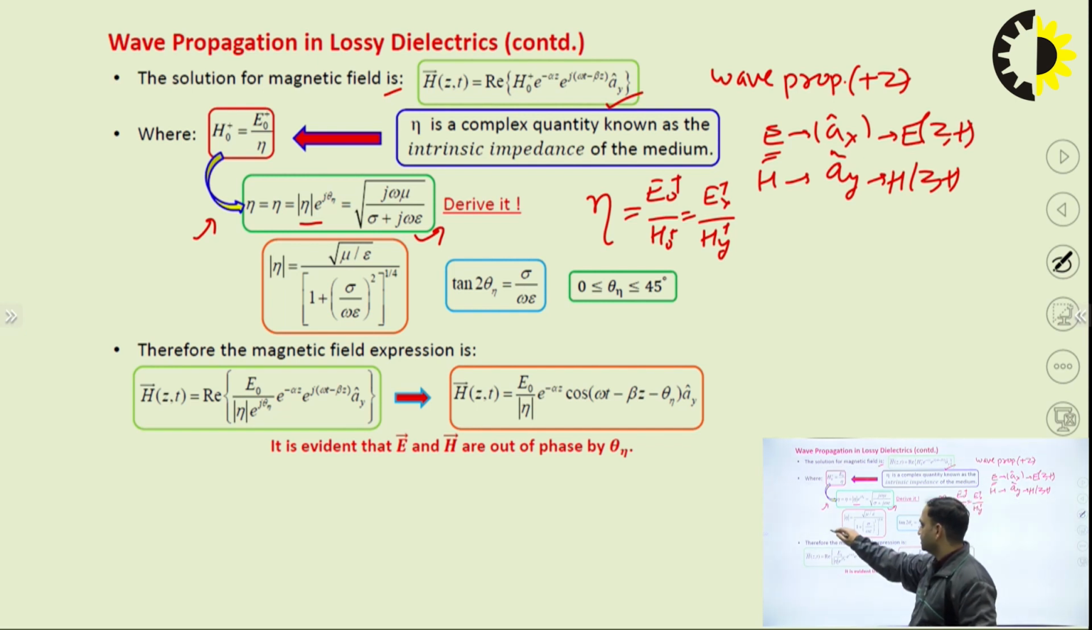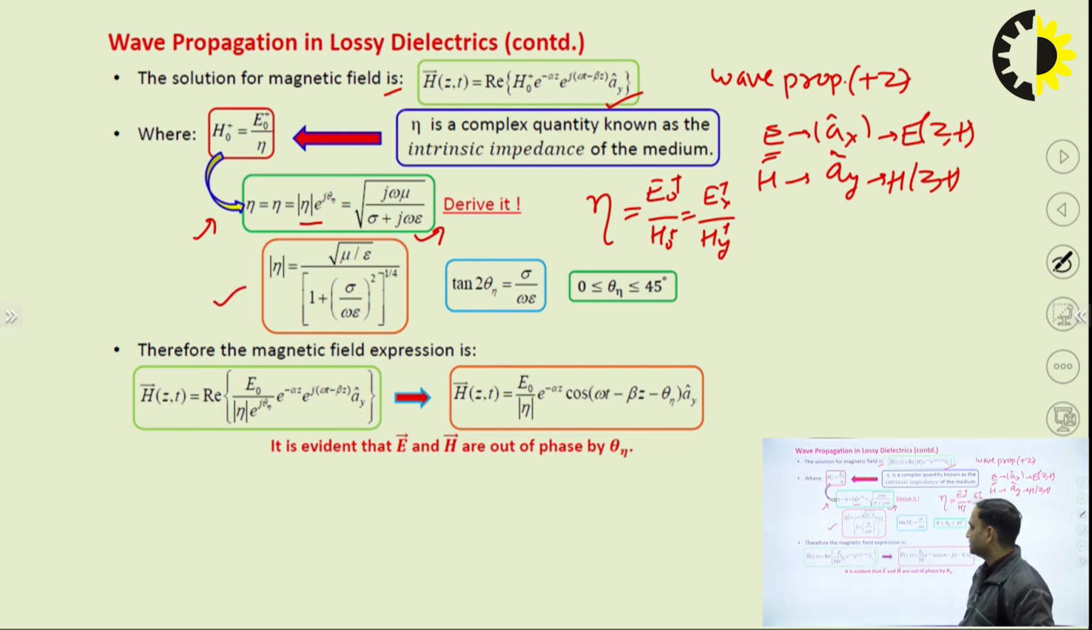You can try this as an assignment. Then mod of eta, this is an equation which we can get by converting this equation in terms of real and imaginary parts, and then taking the modulus of that. Then tan 2 theta n is sigma upon omega epsilon, and theta n lies between 0 and 45 degrees.